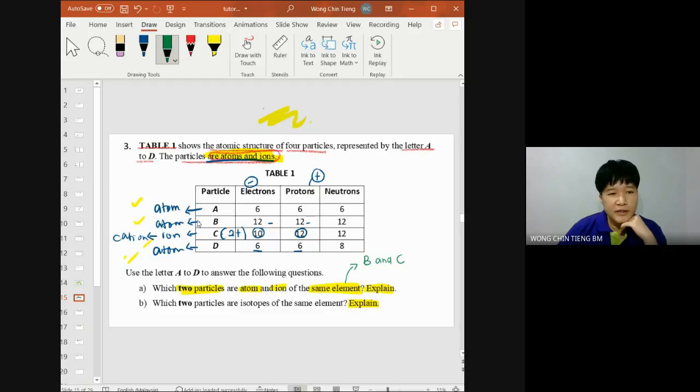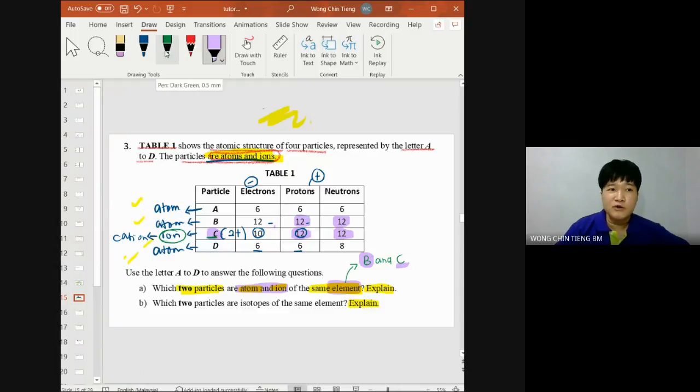Alright. So you can see over here, ion ada seorang je, your C. And partner yang boleh sama dengan C is definitely looking at the proton number. The proton number of your C right now is 12, your neutron is 12. So nak cari orang yang sama, the same element, find the same proton number and the same neutron number, which is your B. The keyword is here, atoms and ion. So ion ada seorang je, C, so pasangan dia adalah B, because of the same proton number and same neutron number.